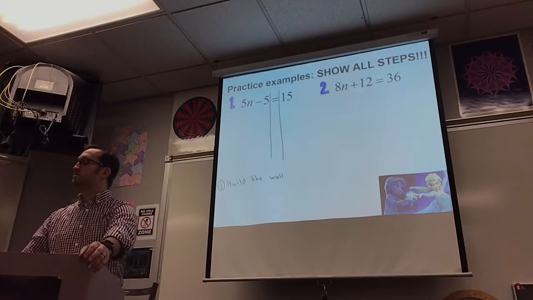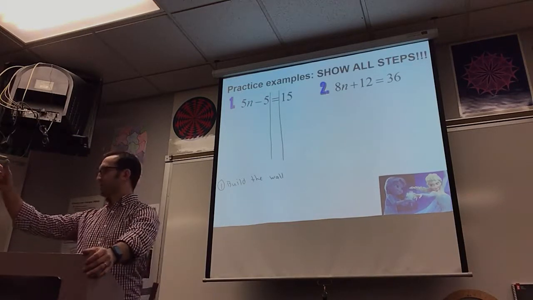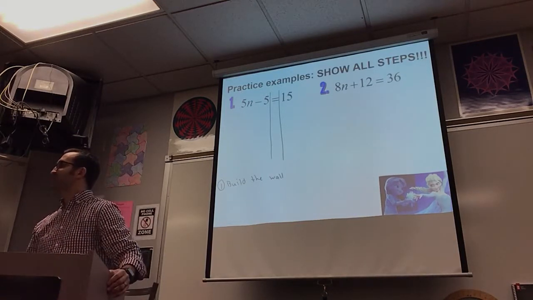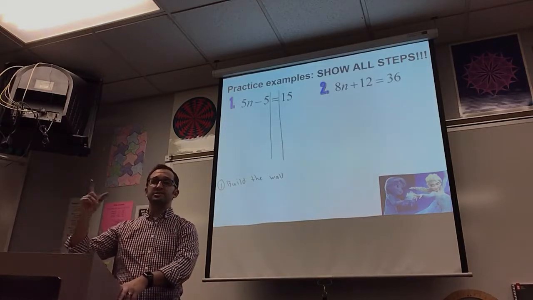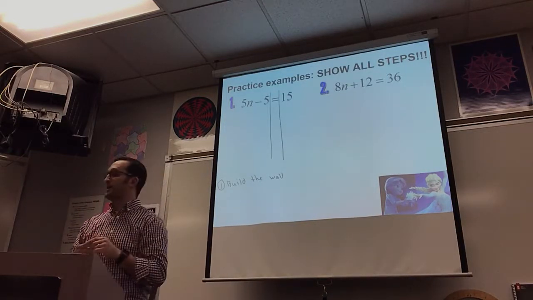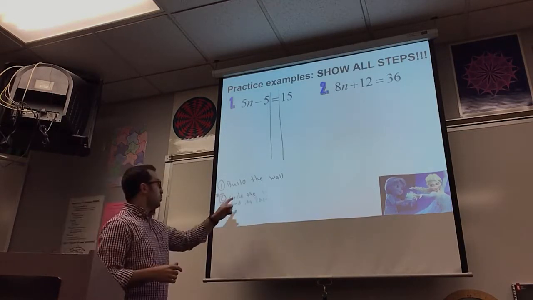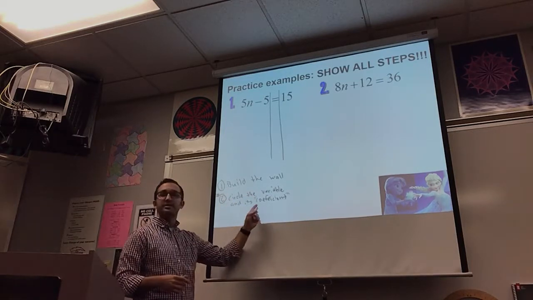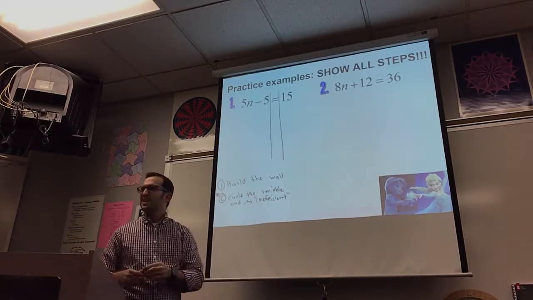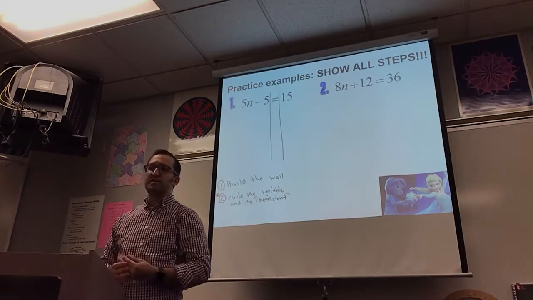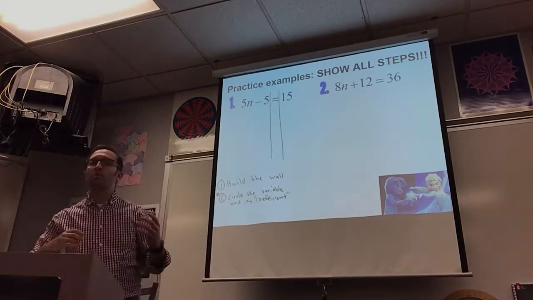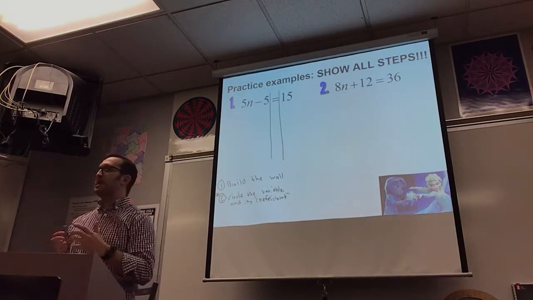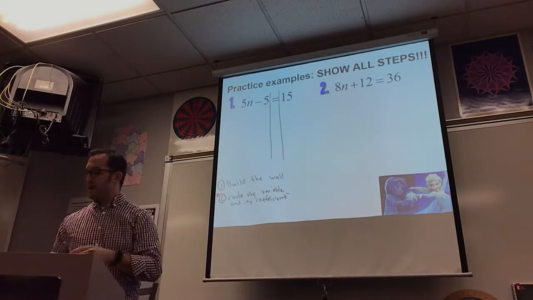Number 2. Close. Here's the change. So Ashley said circle the variable. Here's the small change. Okay? We're going to circle the variable and its coefficient. We're going to circle everything that's with the variable this time. So on number 1, what are we going to circle? Not just n, but 5n.